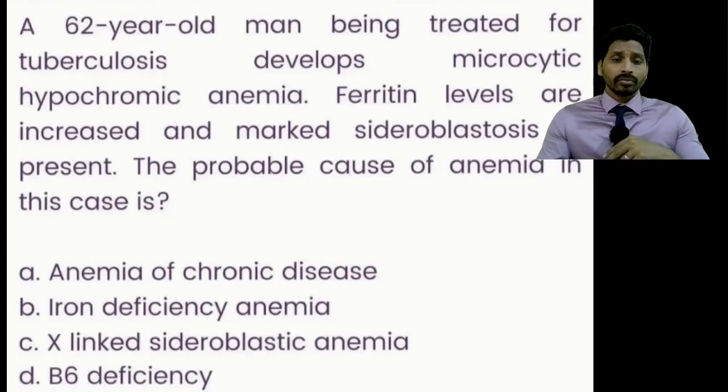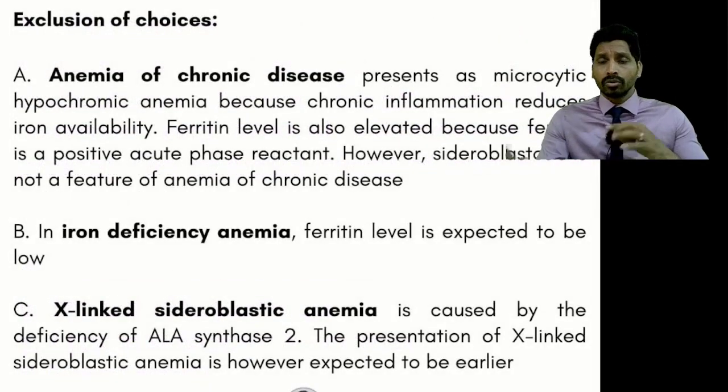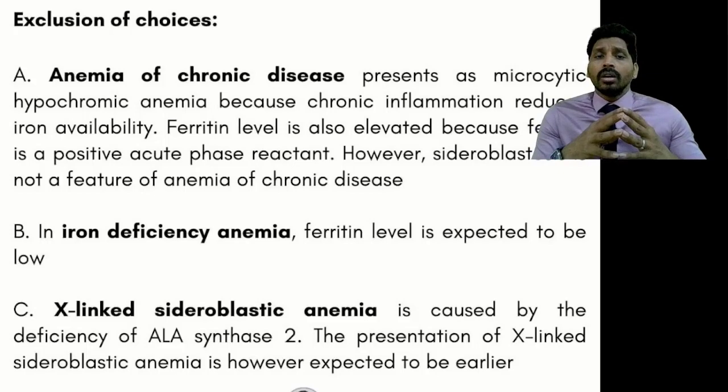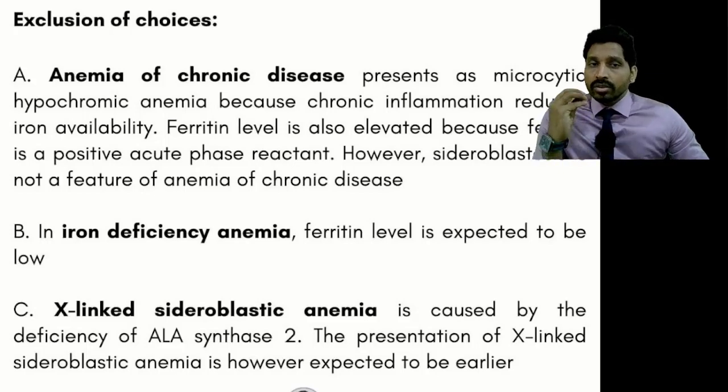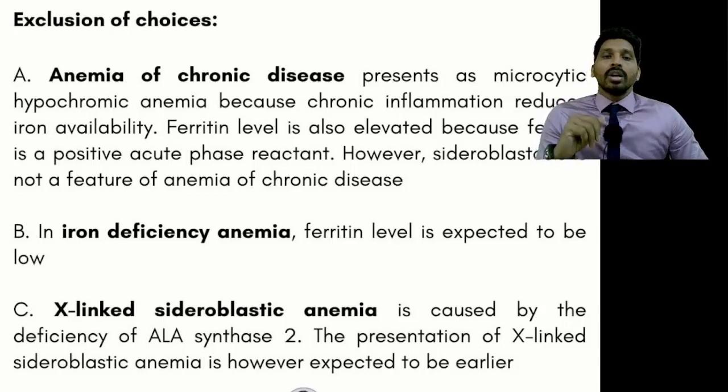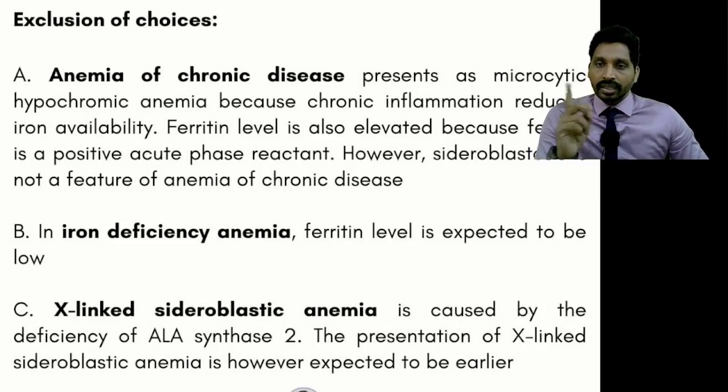Right. So, let us first exclude the choices which are wrong. First option, anemia of chronic disease. It's not the correct option. Why? Because anemia of chronic disease presents as microcytic hypochromic anemia because chronic inflammation reduces iron availability. Ferritin level is also elevated because ferritin is a positive acute phase reactant. In chronic diseases, obviously ferritin levels will be elevated. However, sideroblastosis is not a feature of anemia of chronic disease. So one of the key features we have noted in the case is sideroblastosis, which is lacking in anemia of chronic disease. So that's why we have to exclude this choice.